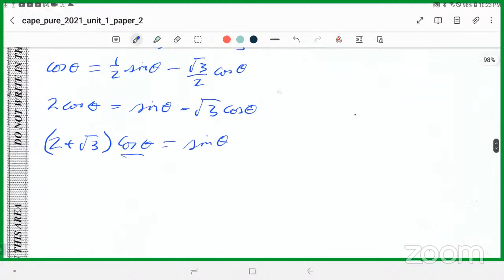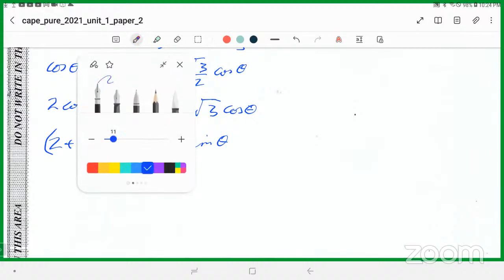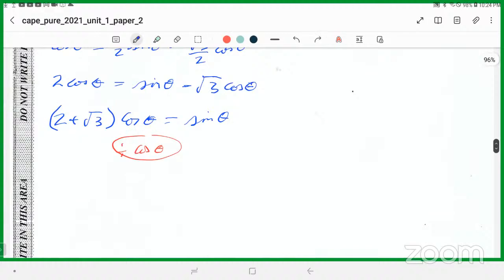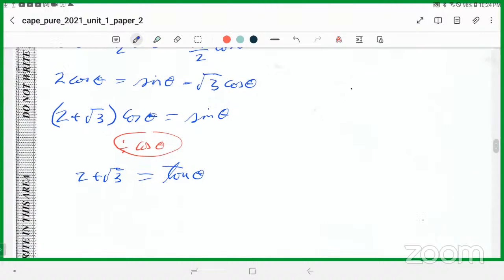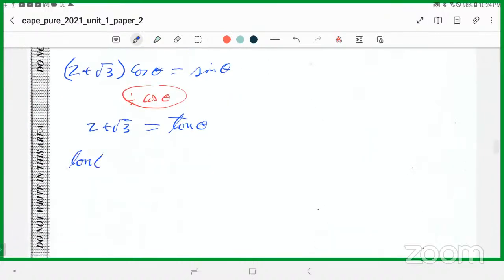Then when I have the sum of sine and cos like that in an equation, I can divide through by cos and form tan. I can divide this side by cos theta, divide this by cos theta. If I divide both sides by cos theta, then this side becomes 2 plus root 3, equal to, and the sine over cos is tan theta. So I'm doing the general solution for tan now. If I turn it around, it is tan theta equals 2 plus root 3.